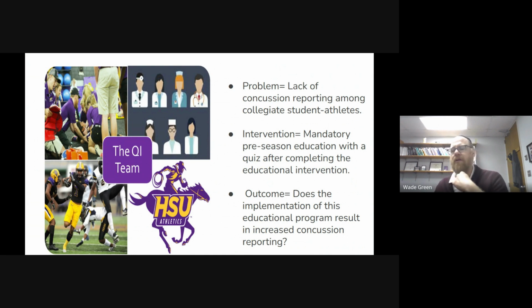Okay, so obviously we've identified our problem, which we've already talked about, right? But the intervention is a mandatory preseason education with a quiz, right? So we quiz them after completing the educational intervention. And if I remember correctly, we said that you have to pass with a 90 or above, or you have to retake the intervention and retake the quiz, right? And then we have an outcome. So we were looking at an endpoint, essentially asking, does implementation of this program result in increased concussion reporting? And believe it or not, it did, right? So we were thankful for that.